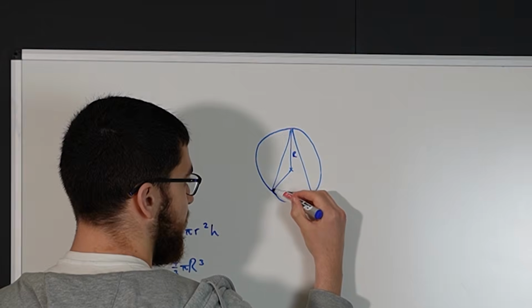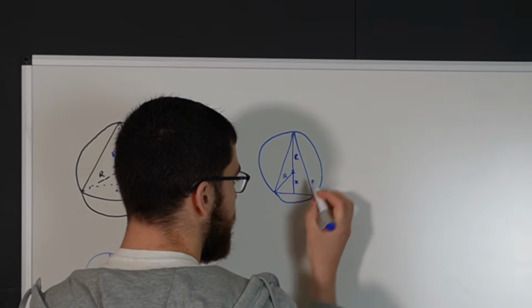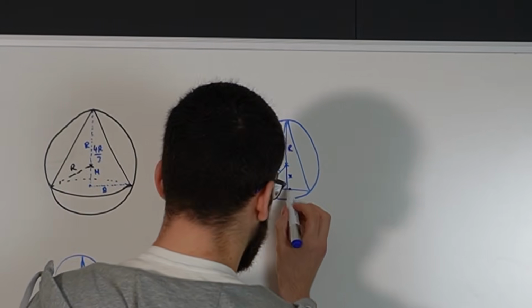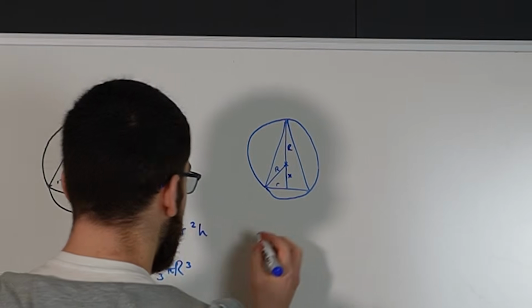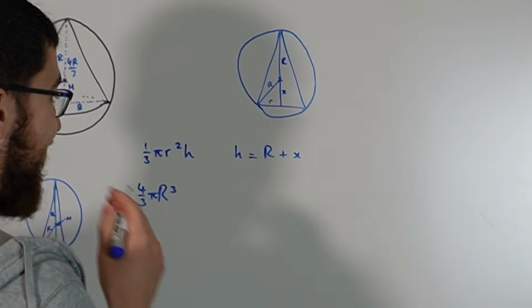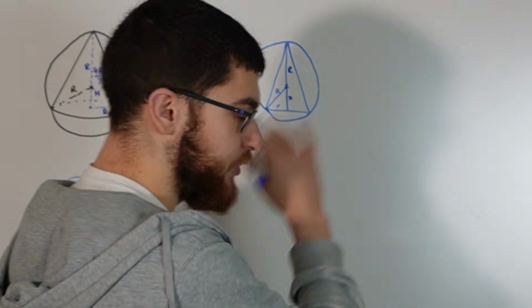This length here has got to be r, and this length here is some x value we don't know. This length here is some r value, and so we've got little r here is the base of the cone, right? So we need to find h. H equals r plus x, okay? So as long as we can find x, which should be 1/3, then we can find the whole thing, okay?